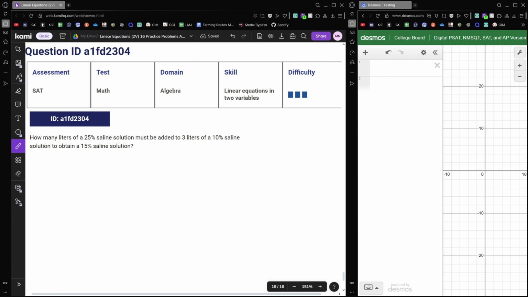Question number 16. How many liters of a 25% saline solution must be added to 3 liters of a 10% saline solution to obtain a 15% saline solution? Alright, that was a whole bunch of words, but let's transfer all of that into numbers. You should remember that to convert a percent to a decimal, you move the decimal place 2 times to the left. So we would have 0.25, 0.1, and 0.15.